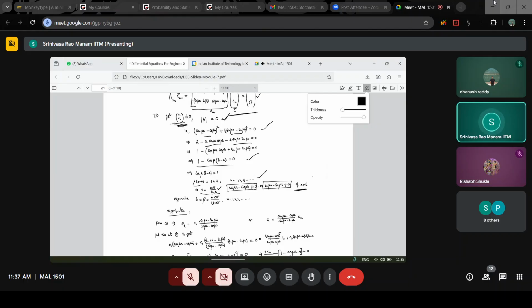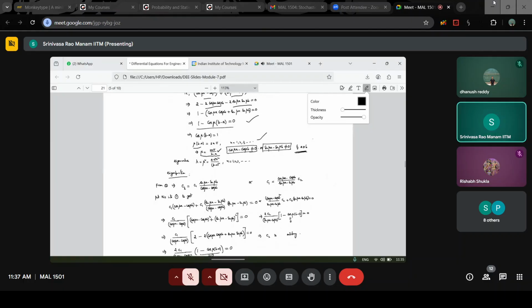So a and b are separate in the periodic case. For example, 0 to 2 pi, a is 0, b is 2 pi. In that case, you get back your usual Fourier series. So that's what we are seeing here. So the eigenvalues are these.